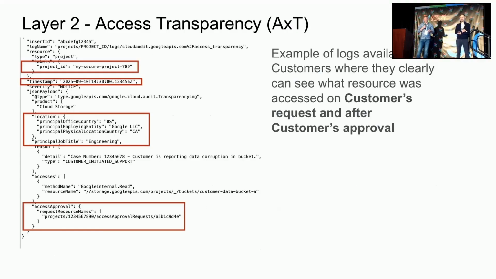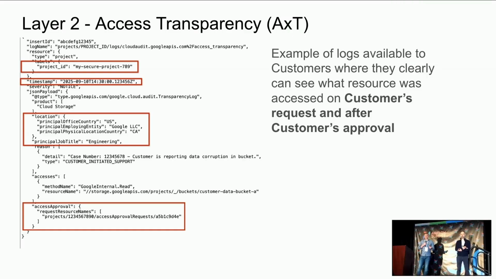So here is another example of access transparency logs. In this particular case, the user created a support ticket. As a result, Google personnel from the engineering team accessed the environment. In this particular case, the project was MySecure Project 789. And this person was trying to catch some file that was corrupted in the bucket.